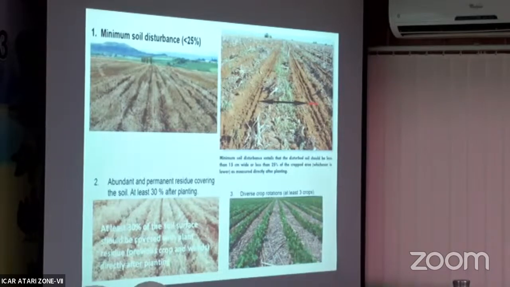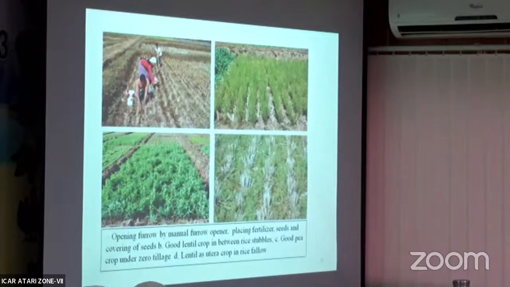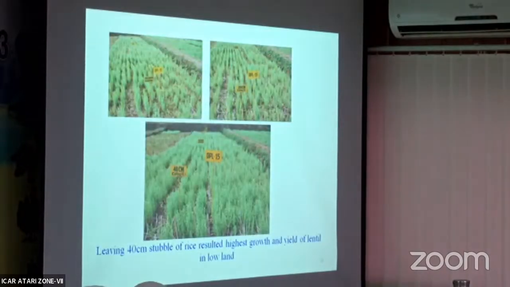Then diverse crop rotation is also known. These are the technologies we have demonstrated. We have done research in our centers. You can see the minimum tillage and stubble mulching. Everybody knows this kind of technology, so I will not explain. These are some of the trials we have done with conservation technologies, and we have got very good results.